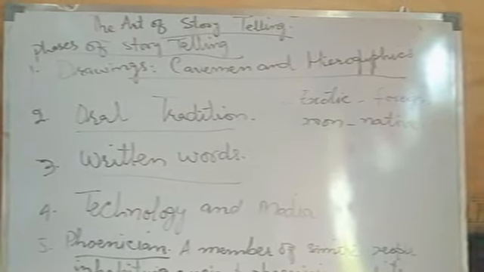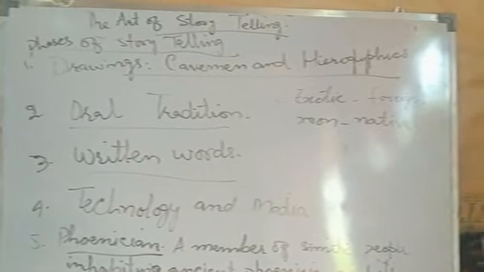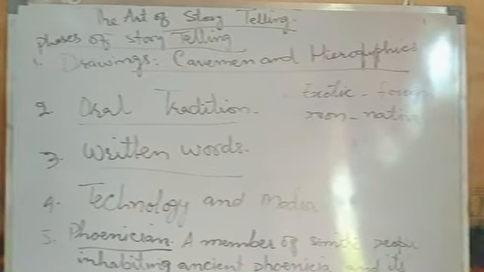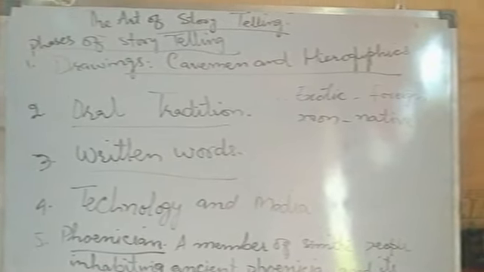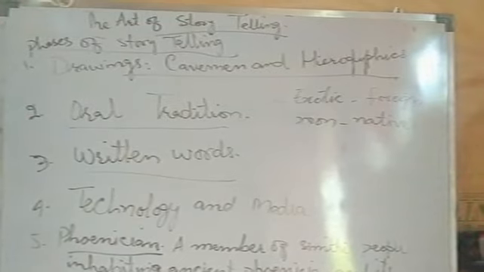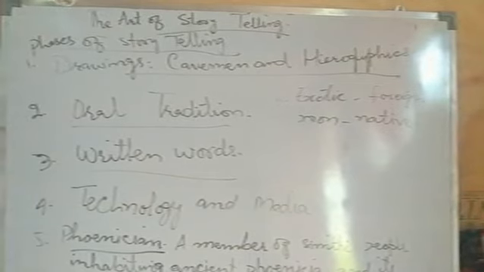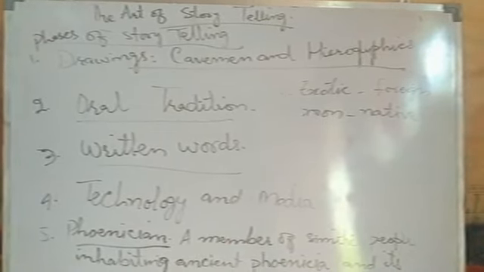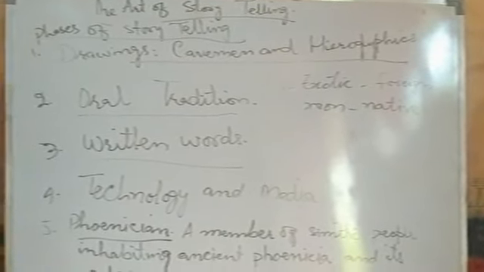In my two previous lectures, we were learning about the art of storytelling. Still, we are going on. It continues. We have gone through different phases of storytelling. First of all, number one is drawings, cavemen and hieroglyphics. Caveman means stock characters representative of primitive man in the Paleolithic age. Hieroglyphics is a logographic writing system. Drawings, caveman, hieroglyphics is the first phase.